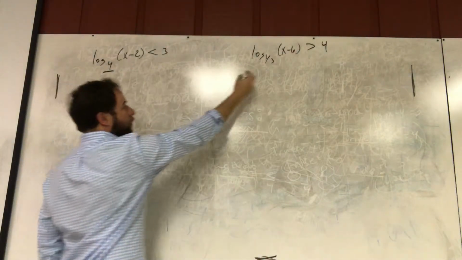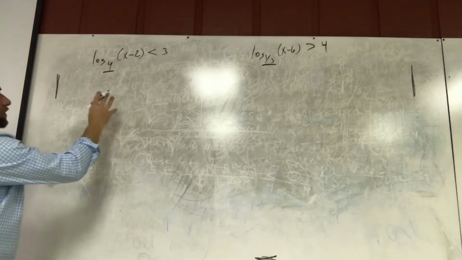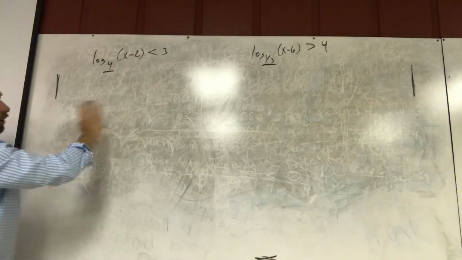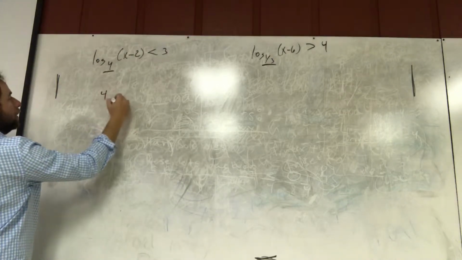Okay, the base here is 4. The base here is 1/3. And you're going to switch this from logarithmic form to exponential form. And we're going to work these problems both at the same time. So we're going to go 4.